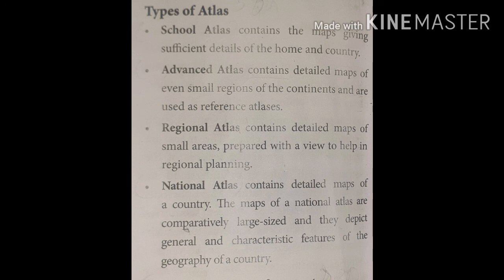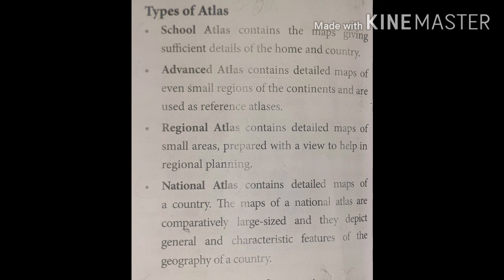Regional atlas contains detailed maps of small areas prepared with a view to help in regional planning. For example, if we are going to visit a particular location like the Nilgiris or Kodaikanal, it will give a detailed explanation of that region. And the national atlas contains detailed maps of a country. So the entire country will be represented in that atlas.